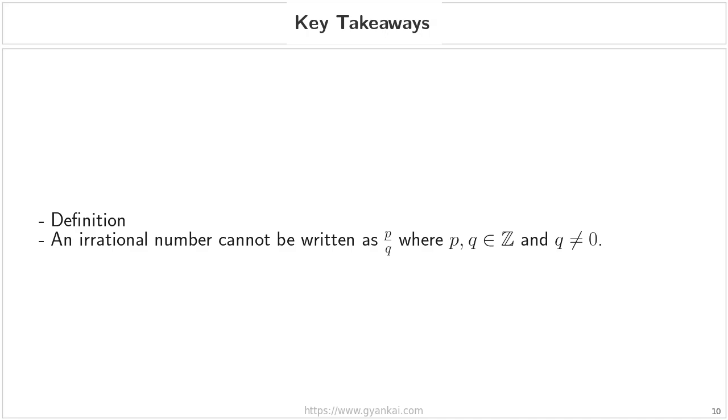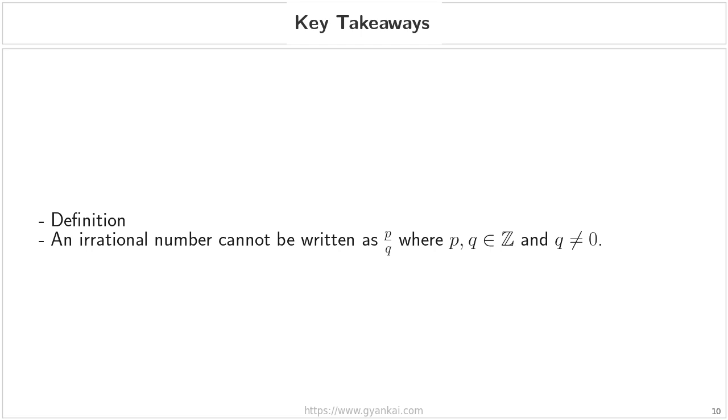Key takeaways. All right, we have reached the end of our lesson, so let's take a moment to recap the key takeaways to ensure everything we've discussed today is clear. First, let's revisit the formal definition. Remember, an irrational number is defined by what it cannot do. It cannot be expressed as a fraction, where p and q are integers, and q is not equal to 0. If you can't capture the number as a simple ratio of 2 whole numbers, you are dealing with an irrational number.